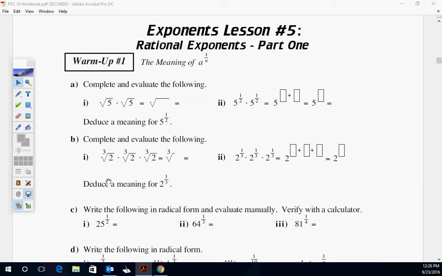Unit 1, I think this is lesson 12, right? I said 12 yesterday, but today is actually the 12th. Okay, so we're doing rational exponents part 1.